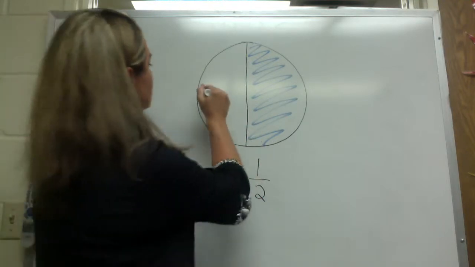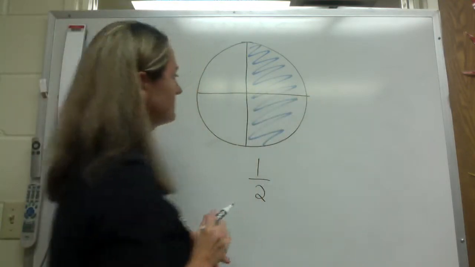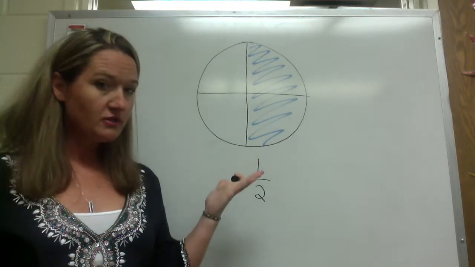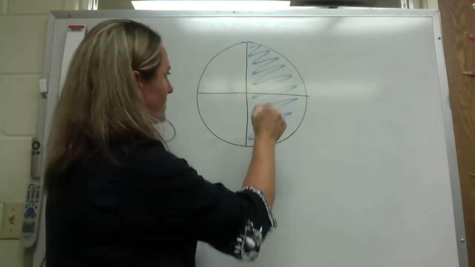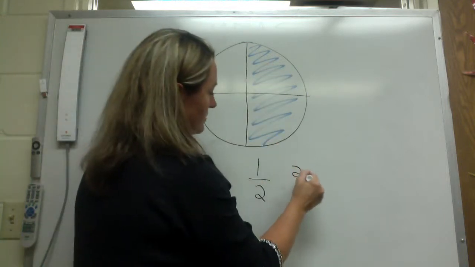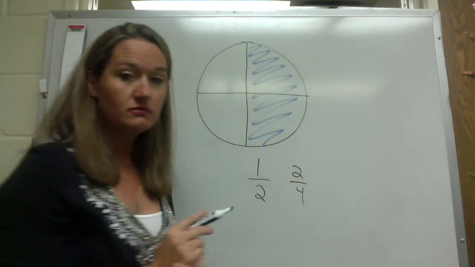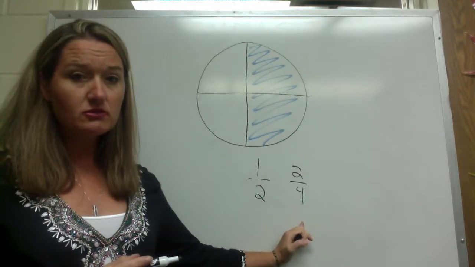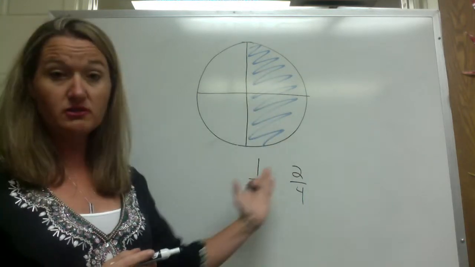What happens if I do that? What would the fraction now be of the shaded amount? Well, now there's 2 out of 1, 2, 3, 4. 2/4. Do these fractions represent the same amount of the circle? Yeah, it's the same amount, they're just written differently.